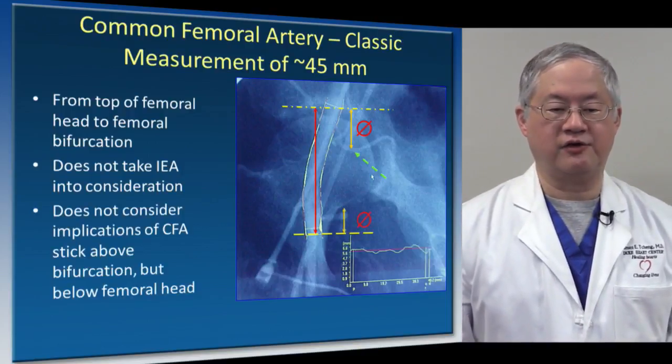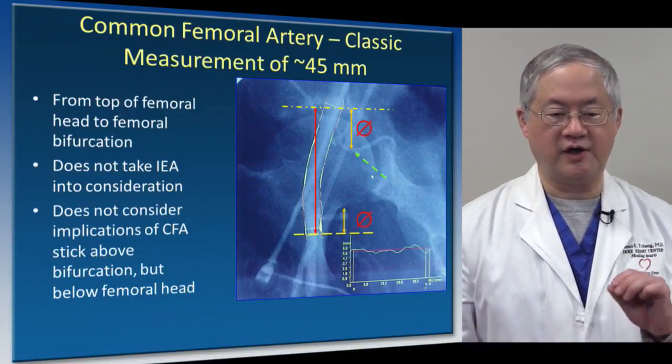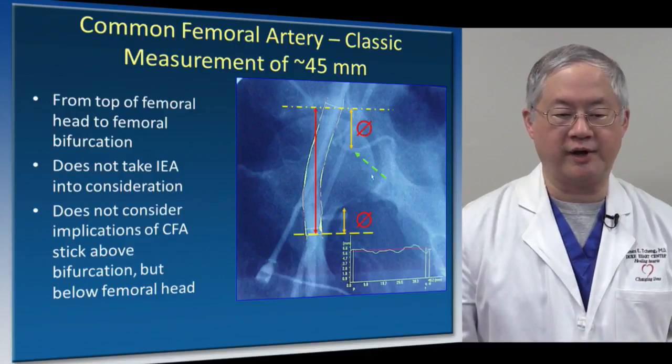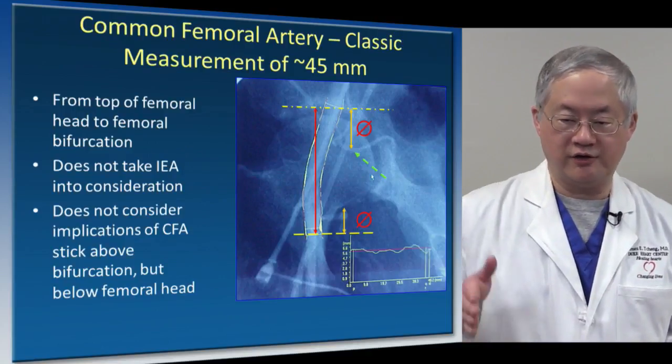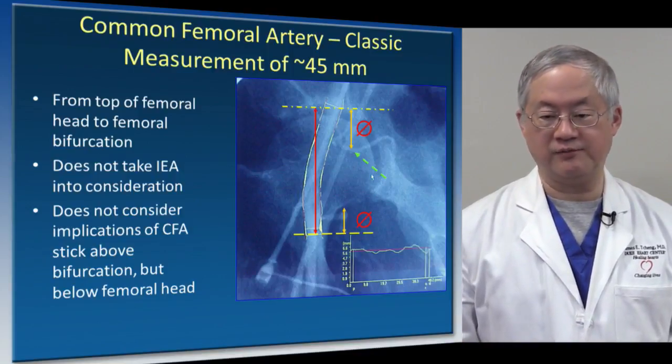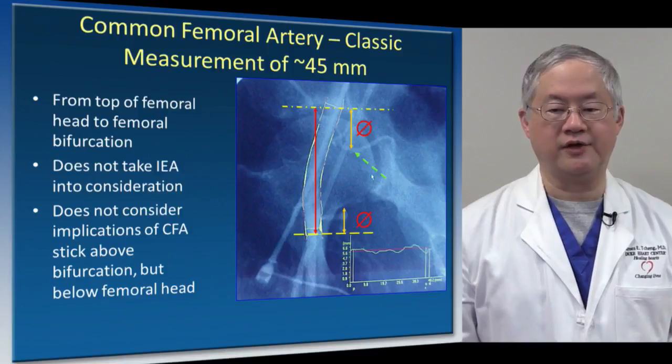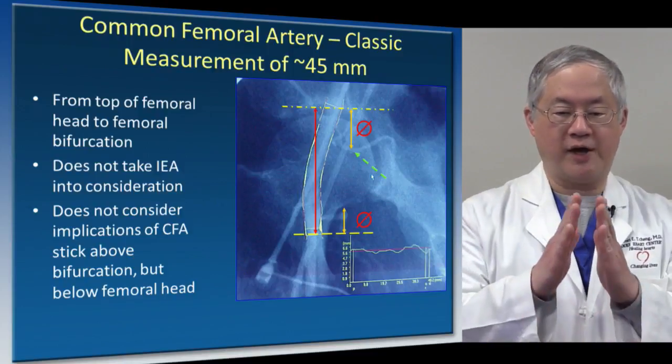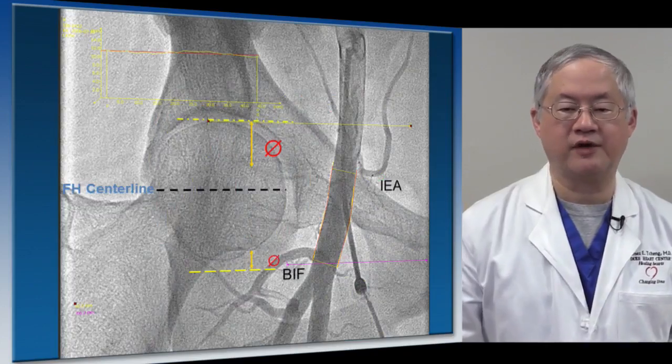It does not consider the implications of a stick in the common femoral artery above the bifurcation but below the femoral head in terms of your ability to compress. Again, a no-fly zone, if you will. And it doesn't take into account the fact that you still have some patients who have a fairly high bifurcation.